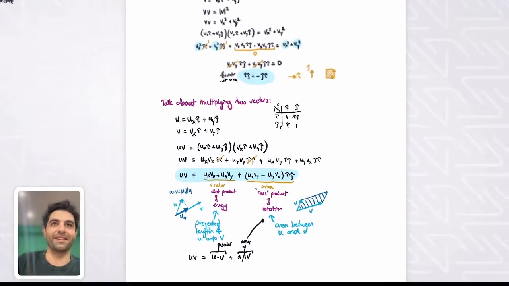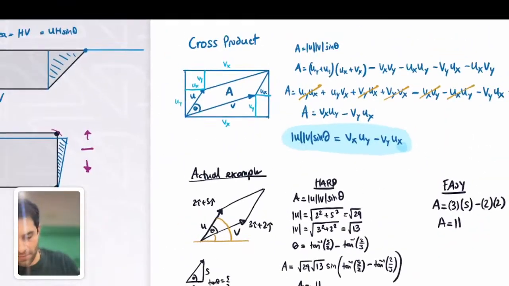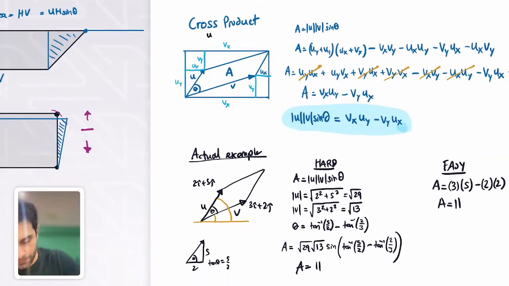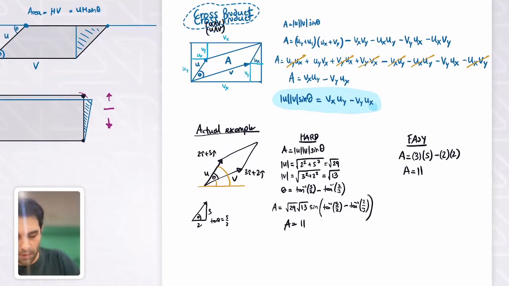Okay, so this is the work equation. The next one we're going to talk about is the dot product, okay? So that's the cross product, which is the same thing as U wedge V, and sometimes people call it the wedge product. Now we'll talk about the dot product.